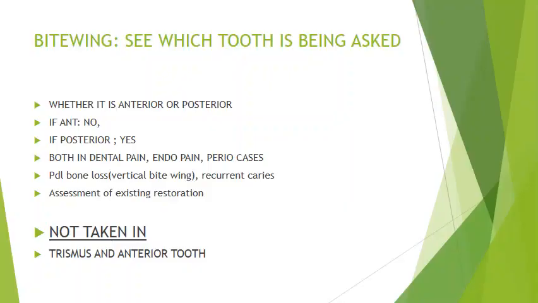Moving on, it is Bitewing. For Bitewing, first of all, see which tooth is being asked, because as we have discussed previously, if it is an anterior tooth, we will not choose this option. If it is posterior, we will choose this option. And it can be used in dental pain, endodontic pain going to the periapical region, and in perio cases as well. It is done whenever there are recurrent caries and we have to check the existing restoration. In detection of interproximal caries, Bitewing is really very important.